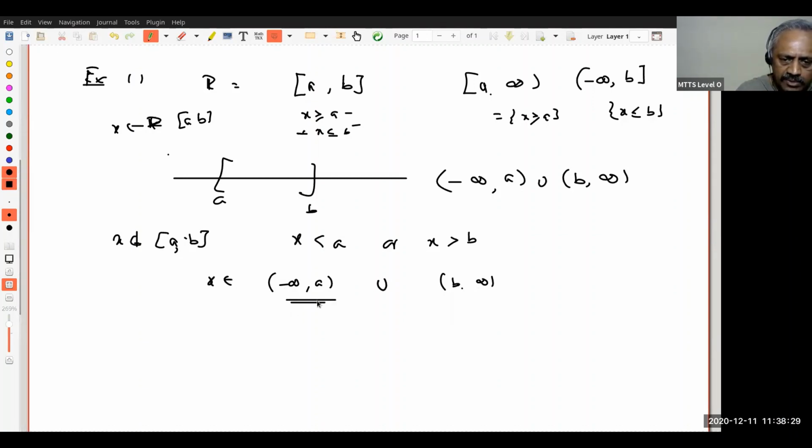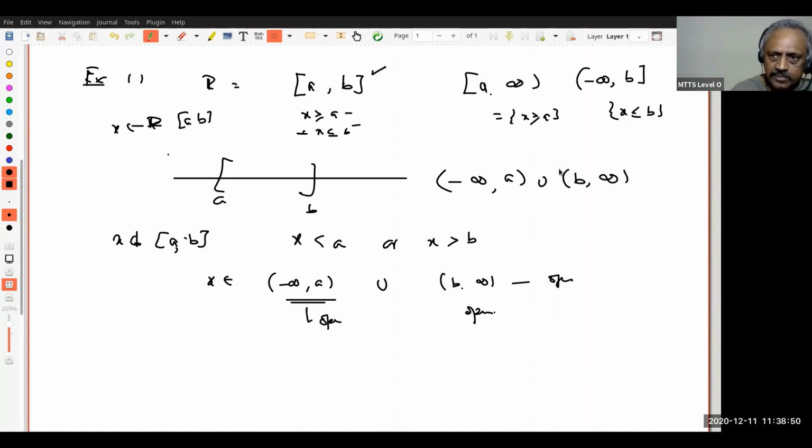Now, what do I know about this? We have seen any open interval is an open set. Therefore, this is an open set. This is also an open set. We had also seen arbitrary union, in particular finite union of open sets is open. Therefore, this is open. So what have we shown now? We have shown that this interval is closed because the complement is open.